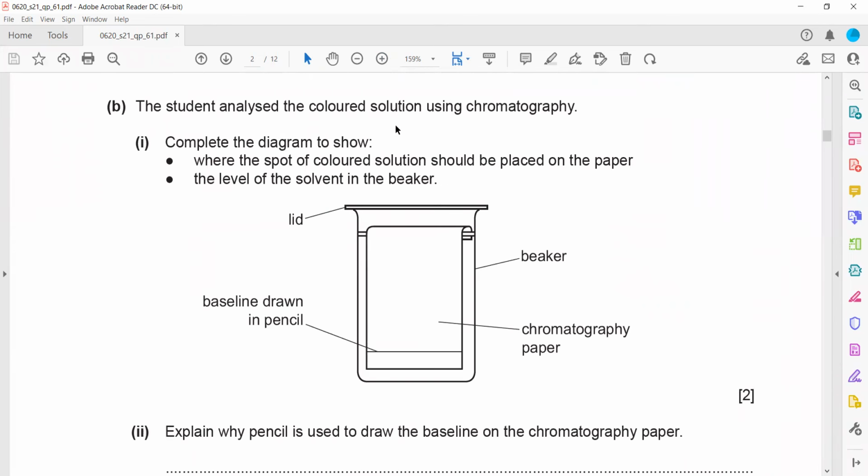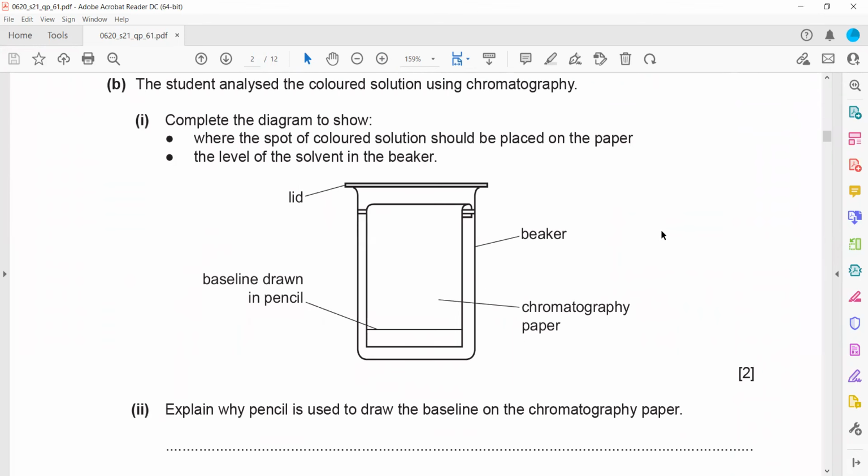Then second part, student analyze the colored solution using a chromatography. Complete the diagram where the spot of a colored solution should be placed and the level of the solvent. So use screen annotation to answer the first part where we should place a spot of a colored solution. That's right. This is correct. So we should place on the origin.